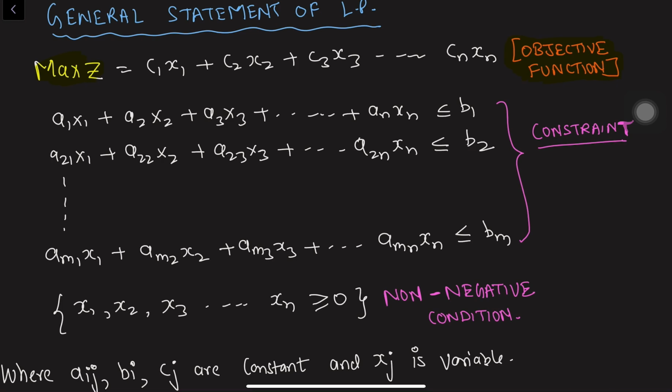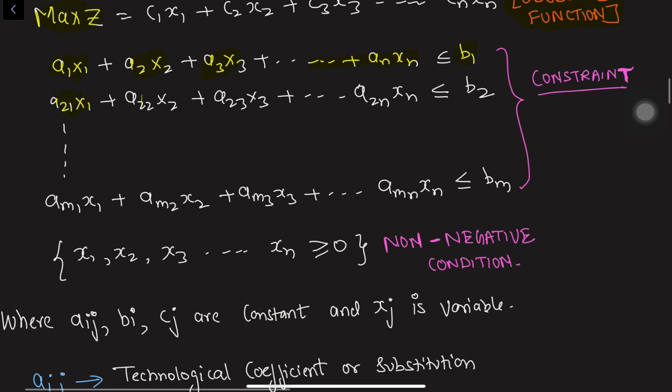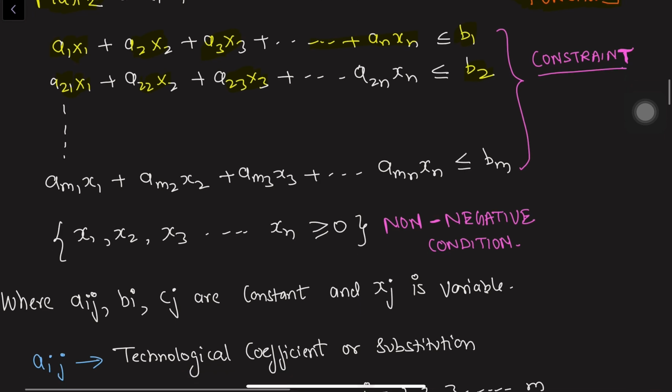Your constraints are in a linear form. So a11x1 + a12x2 + a13x3 up to a1nxn less than or equal to b1, right? Similarly, a21x1 + a22x2 + a23x3 up to a2nxn less than or equal to b2. So these are the constraints we have. And x1, x2, x3 are decision variables with non-negativity conditions, so they should be greater than or equal to 0.